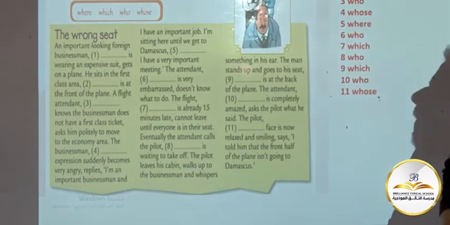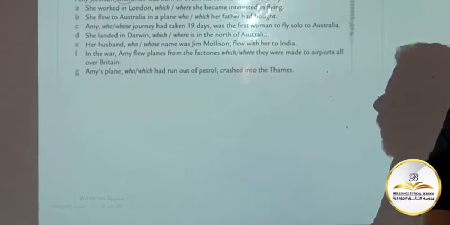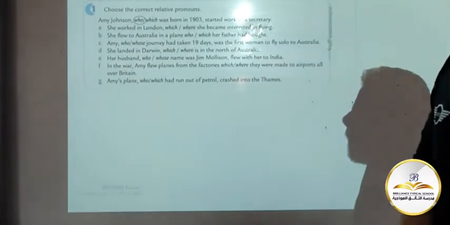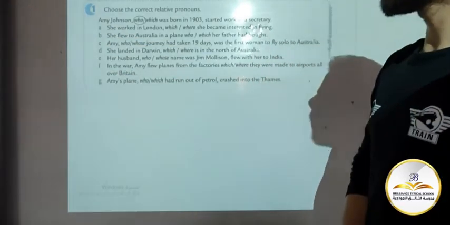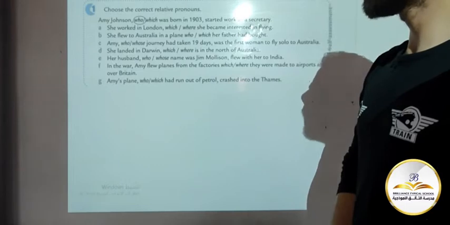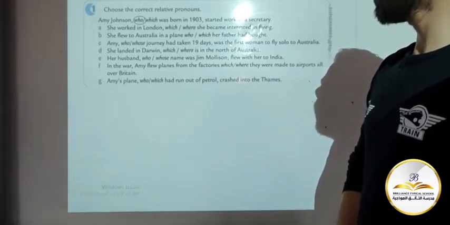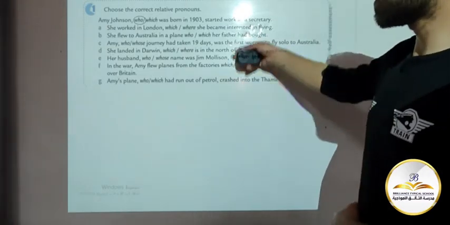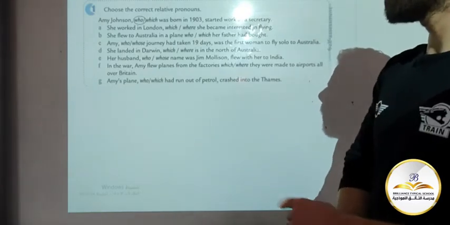Okay, now we have another activity. Choose the correct relative pronoun to complete the sentences. Take a look at the first example. We have Amy Johnson who was born in 1903, started work as a secretary. Now, I want you to take a look at these sentences, and you can stop the video, and you have 1 minute to do this.